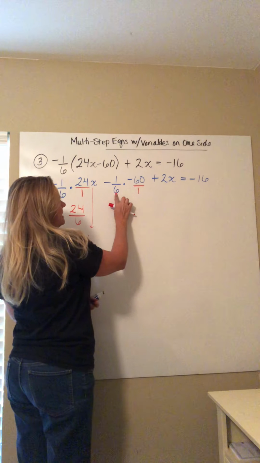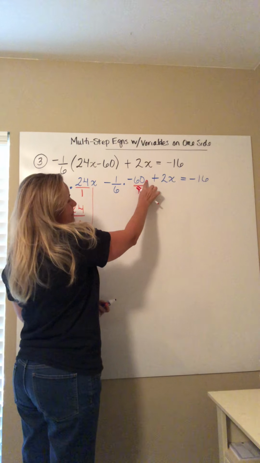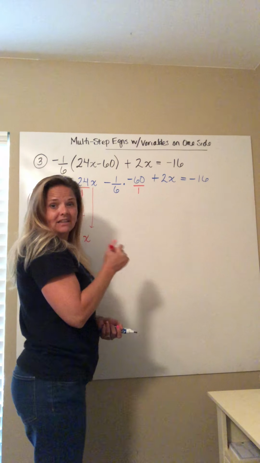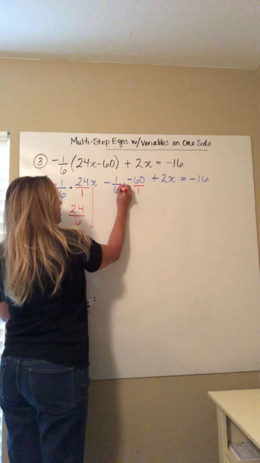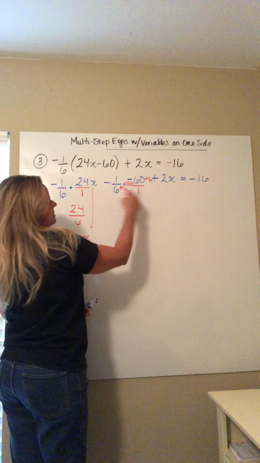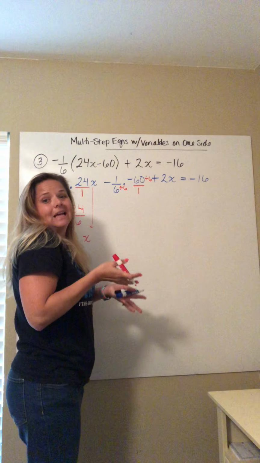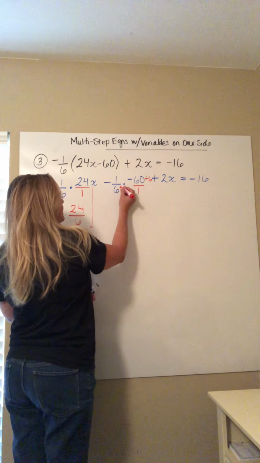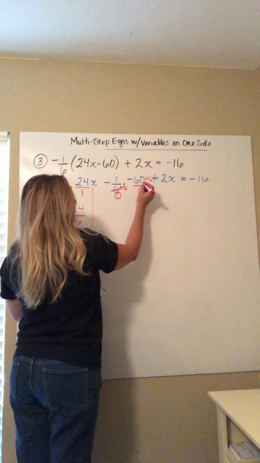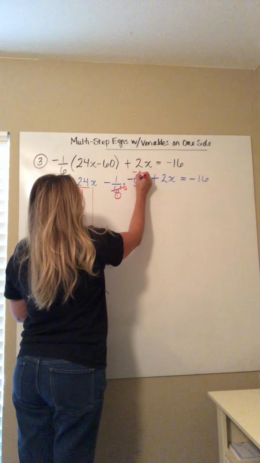So I have a 6 and a 60. What number divides evenly into 6 and 60? Well, 6, right? So if I divide both of these numbers by 6, before I do any multiplication across top and bottom, I can use little numbers. 6 divided by 6 is 1. Negative 60 divided by 6 is negative 10.